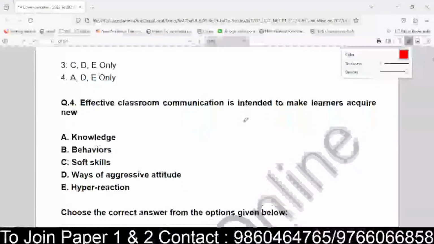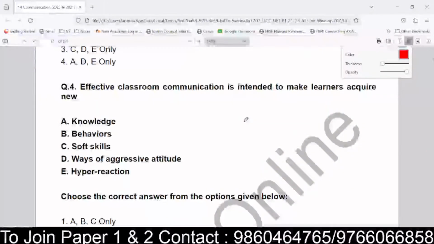Okay. Now, coming to the next question. The next question is, effective classroom communication is intended to make learners acquire what? So effective classroom communication will help in knowledge, behavior, soft skills, aggressive attitude or hyper reaction. You need to select from the given options.